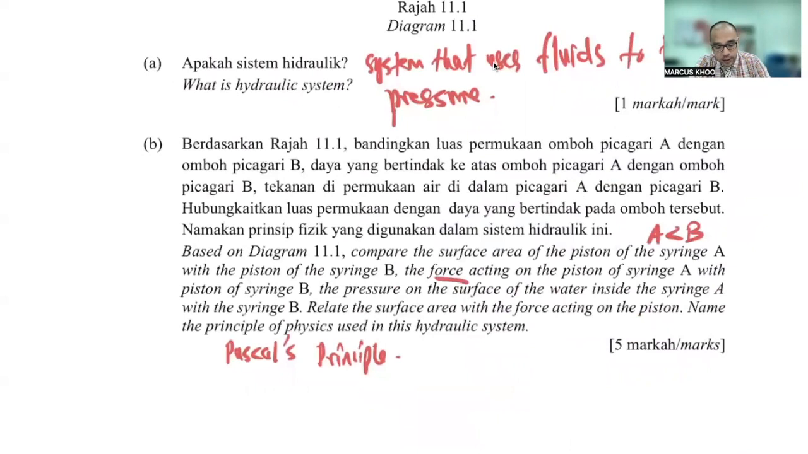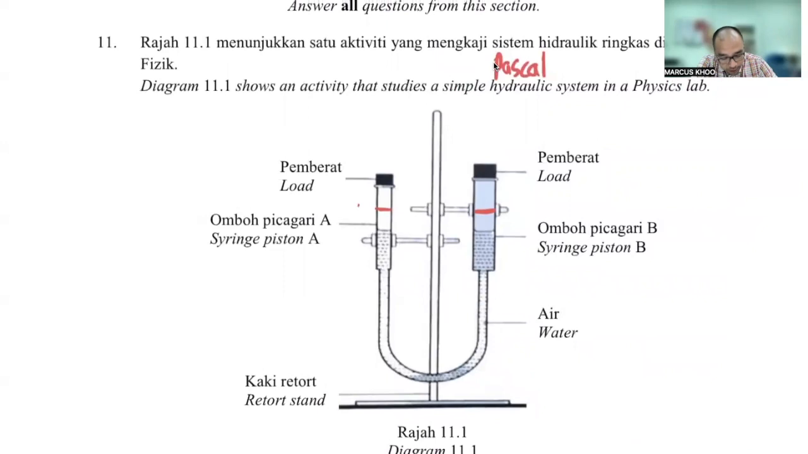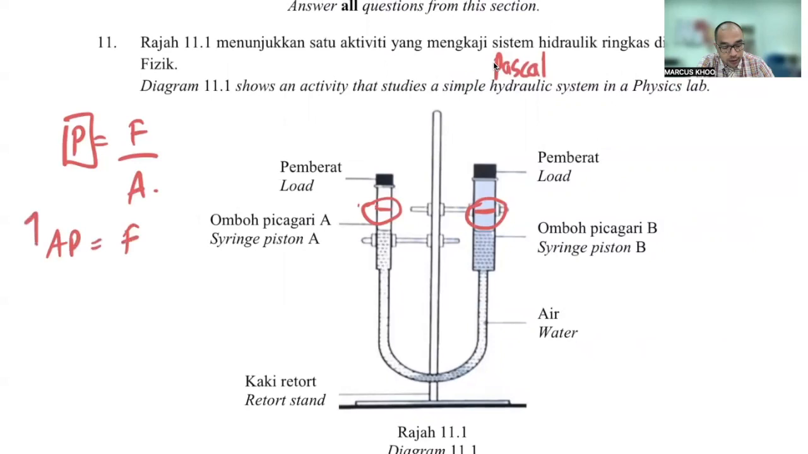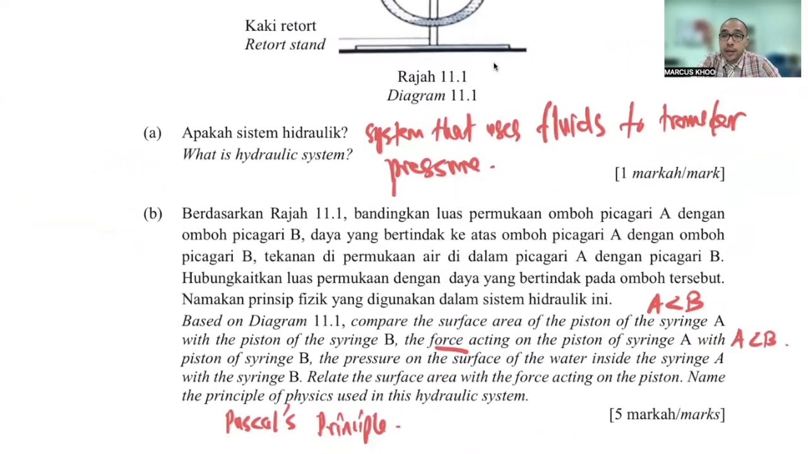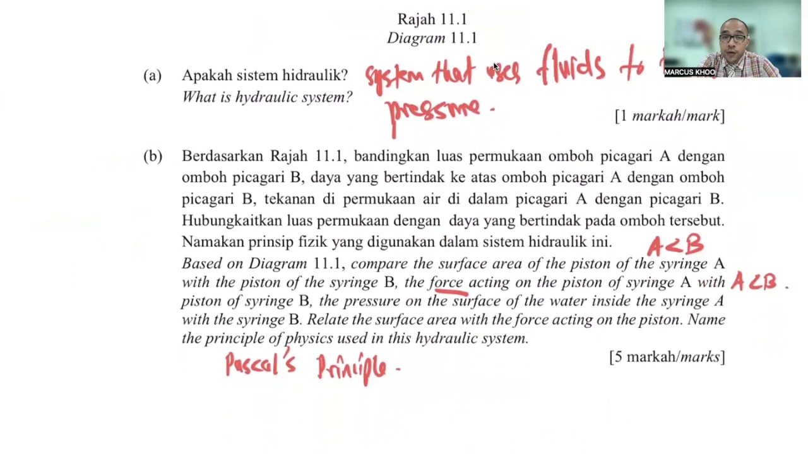Now, the force acting on this one, since the surface area of A is small and the surface area of B is big, if you remember the pressure formula, pressure equals force over area. So there's a relationship. Pressure is the one that is maintained throughout. So F equals P times A. When the surface area increases, the force also will increase. Therefore, the force has the same comparison. A has a smaller force than B.